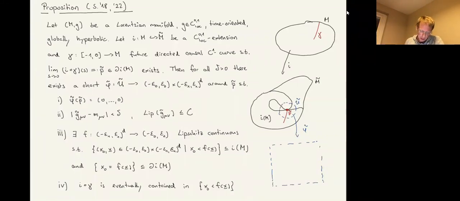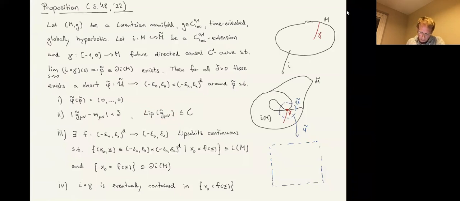And so this chart, what I call a boundary chart, satisfies the following properties. First, that P is at the center of this chart. Secondly, that I do have good control of the metric. So here this means that the metric is arbitrarily close, so delta close to the Minkowski metric, which is just the diagonal metric in these coordinates in this chart. And also I have a uniform bound on the Lipschitz constant of the metric G tilde. So recall that we have a Lipschitz extension.